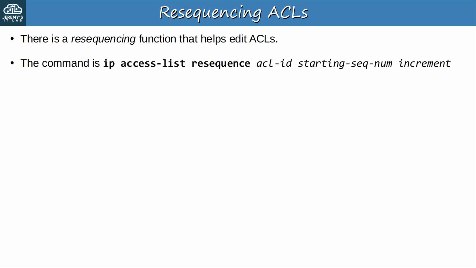Let me show you one more powerful method of editing ACLs. There is a resequencing function that helps edit ACLs. The command is IP access list resequence, followed by the ACL ID, whether that's a number or a name, and then the starting sequence number, and the increment that you want to use to increase the sequence numbers. Okay, that might be hard to understand, so let me show you how it works.